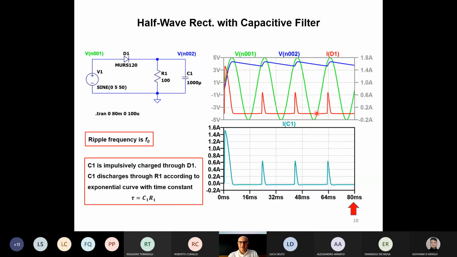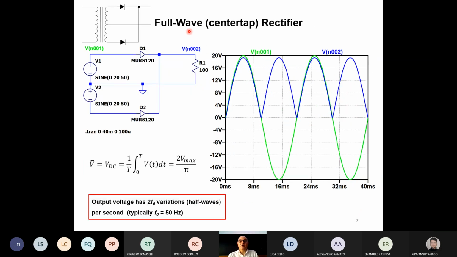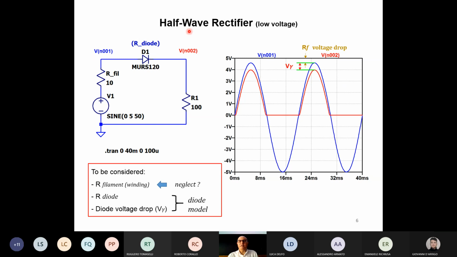Okay, now I go back to the previous case. Let's start again with the half-wave rectifier. Now I add something, a capacitive filter. Because we have seen that with the half-wave rectifier, the output is more or less like this, the red line. And we don't like this. This is not a perfect DC. It's far from a perfect DC output voltage.